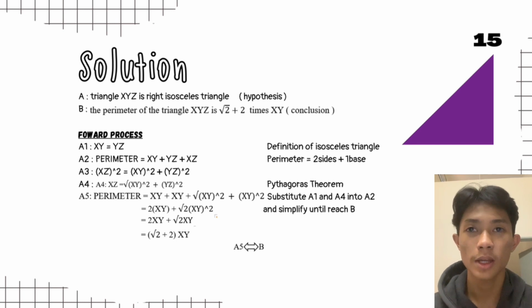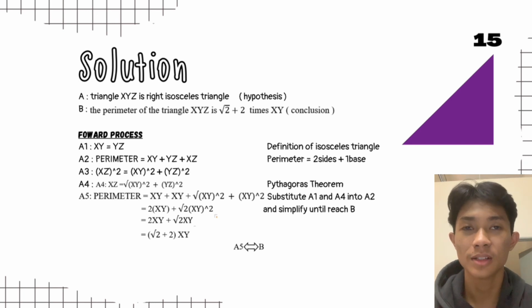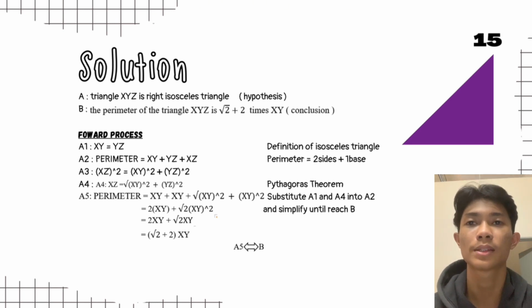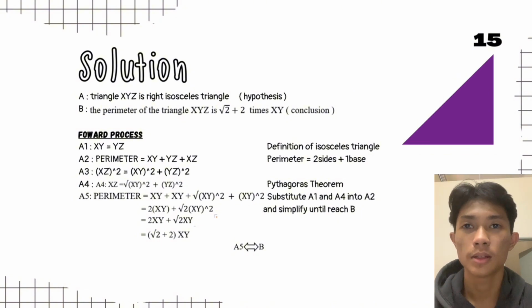So the steps are: A1, XY equals YZ. This is the definition of isosceles triangle. A2, perimeter equals XY plus YZ plus XZ. This is the perimeter equal to 2 sides plus 1 base. A3, XZ squared equals XY squared plus YZ squared. A4, XZ equals square root of XY squared plus YZ squared. This is the Pythagoras theorem.